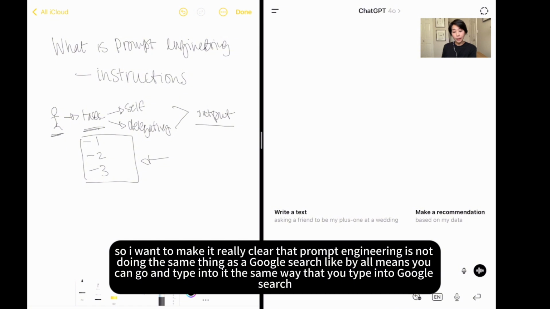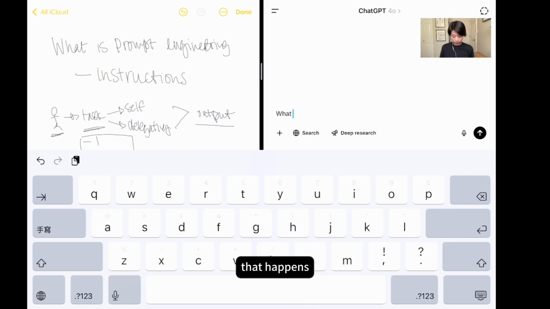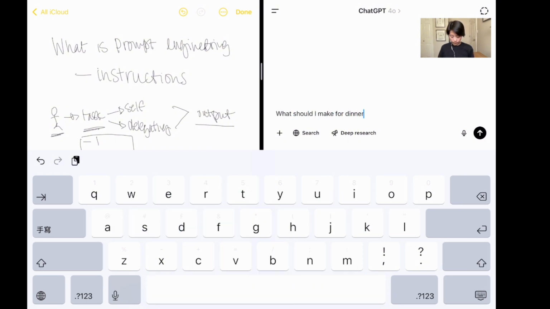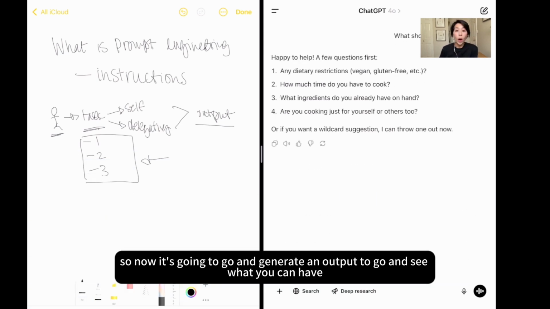So I want to make it really clear that prompt engineering is not the same thing as a Google search. By all means, you can type into it the same way that you type into Google search, like, what should I make for dinner? Okay, so let's see what happens. What should I make for dinner? Okay, so now it's going to generate an output to see what you can have.